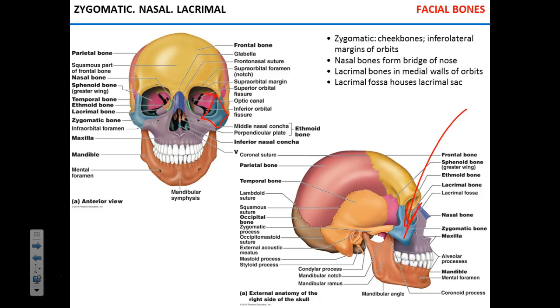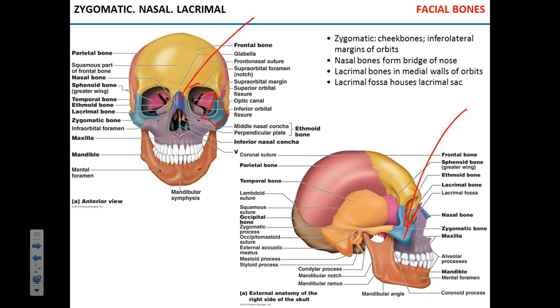Nasal bones form the bridge of the nose. So when somebody gets the nose broken, that refers first and foremost to the break of the nasal bones. Okay.